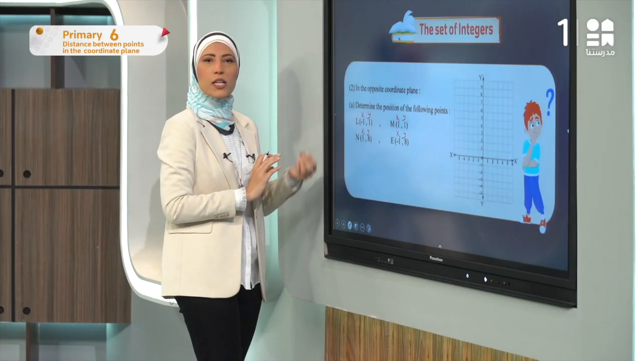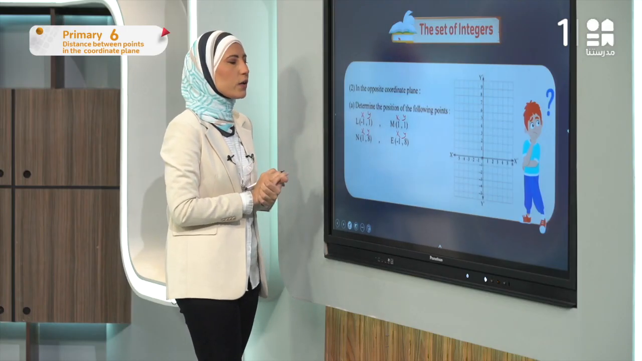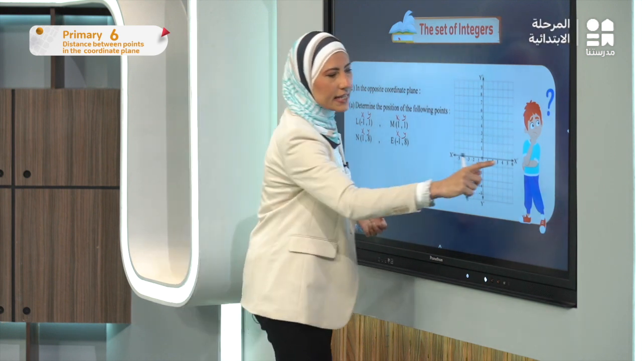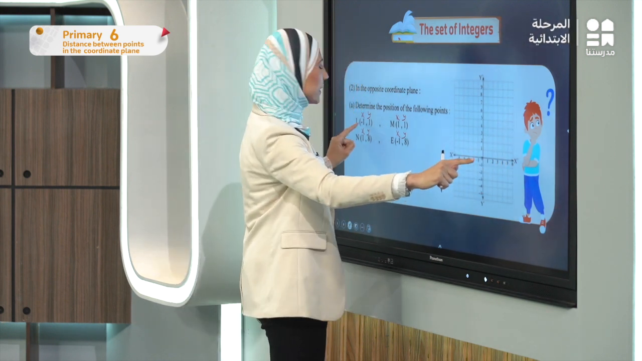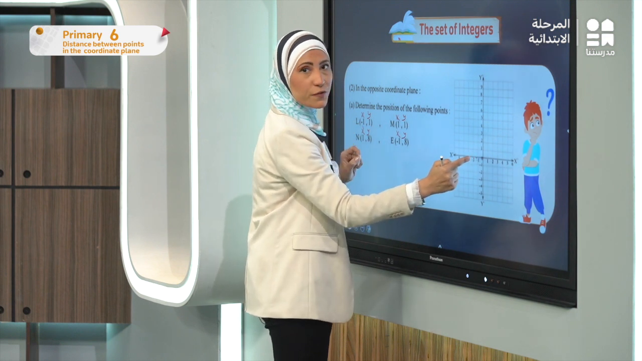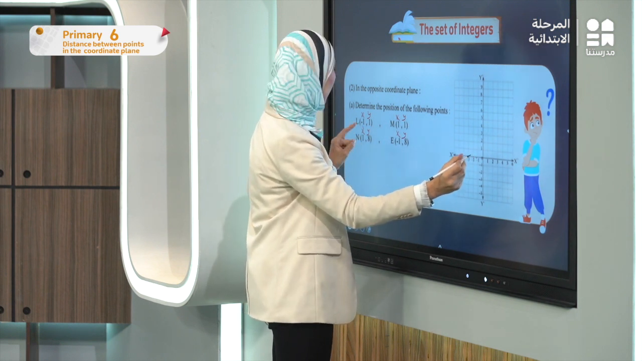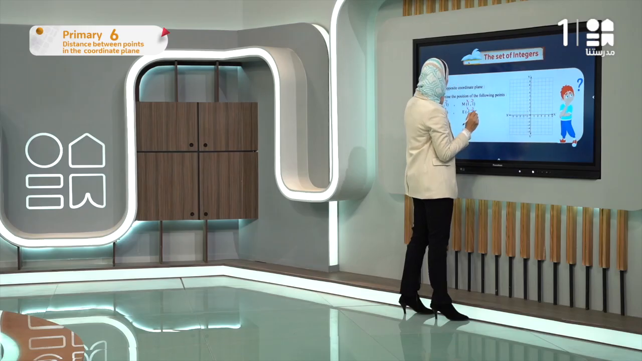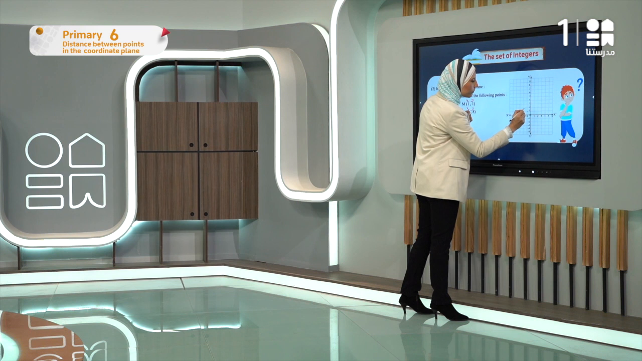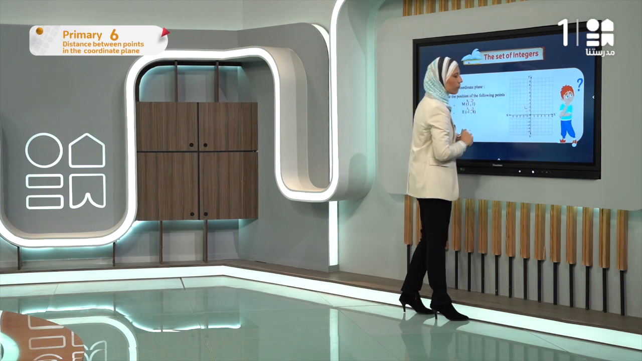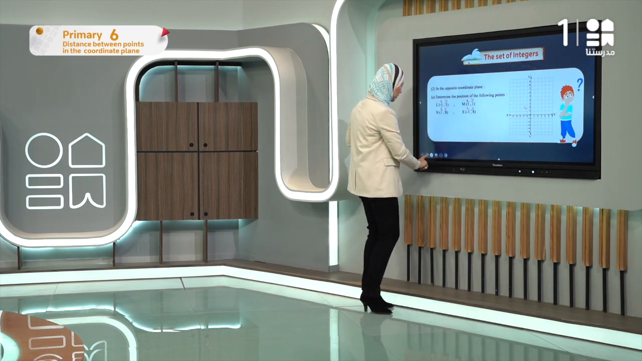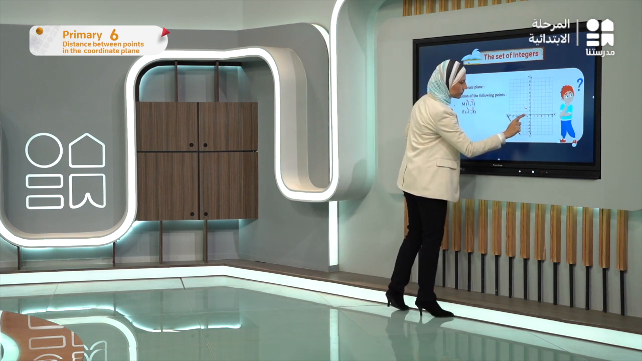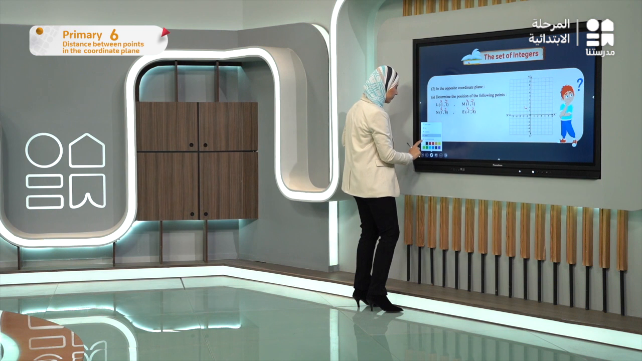Let's start drawing the first point, point L: negative 1 and 1. Okay, where is the x axis? Here it is. The x axis, negative 1, so I will go to the negative side, which is negative 1, and go up to 1. So I will put this point, point L. Okay, let's show it more clearly. Here is point L.